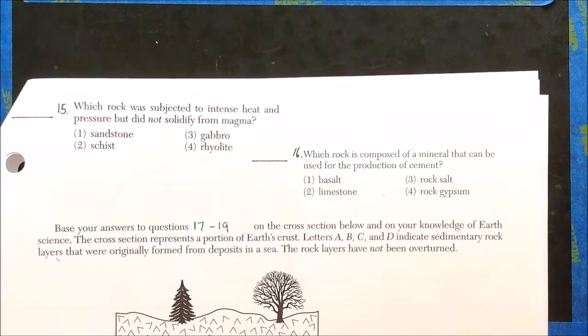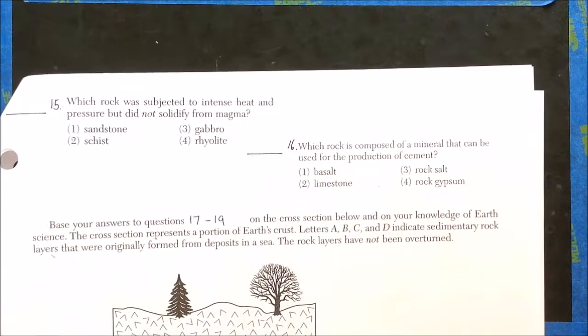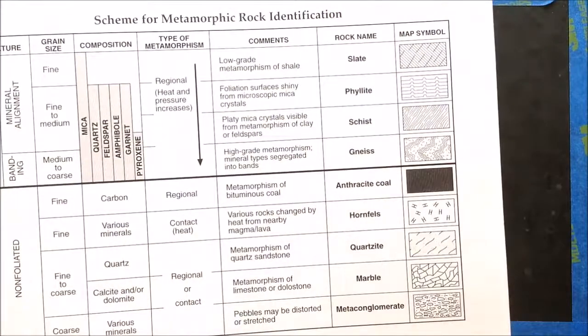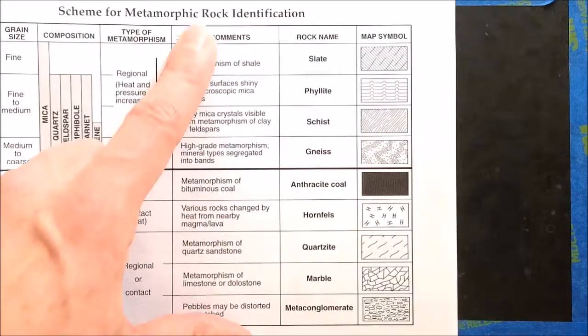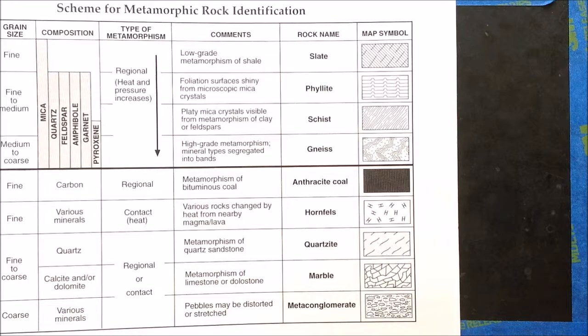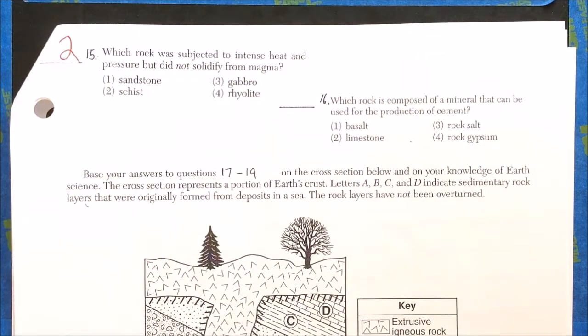What's 15 next? 15 is a multiple choice. Subject to intense heat and pressure, but did not solidify from magma. You've got to recognize that that is going to be a metamorphic rock. High heat, high pressure, but not from magma. Then you could just look at those choices and recognize which one goes to your metamorphic rocks. It's up here really, and the only one there is going to be schist. Okay, choice 2.